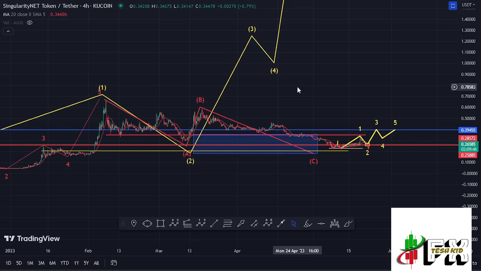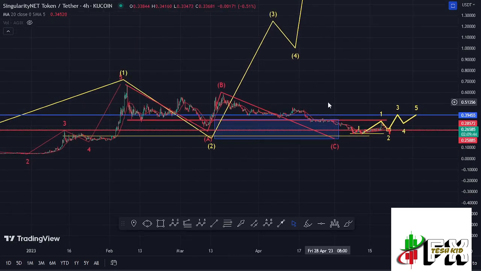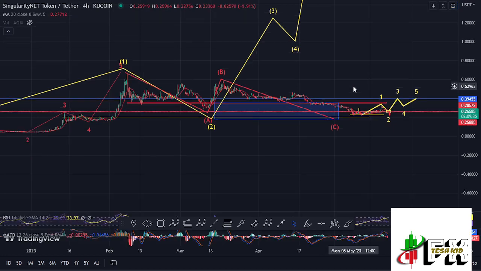So that is what we can expect here on the AGIX chart, and those are the two Elliott wave structures that I'm tracking here on the AGIX chart, and I'll be keeping you updated on a daily basis.